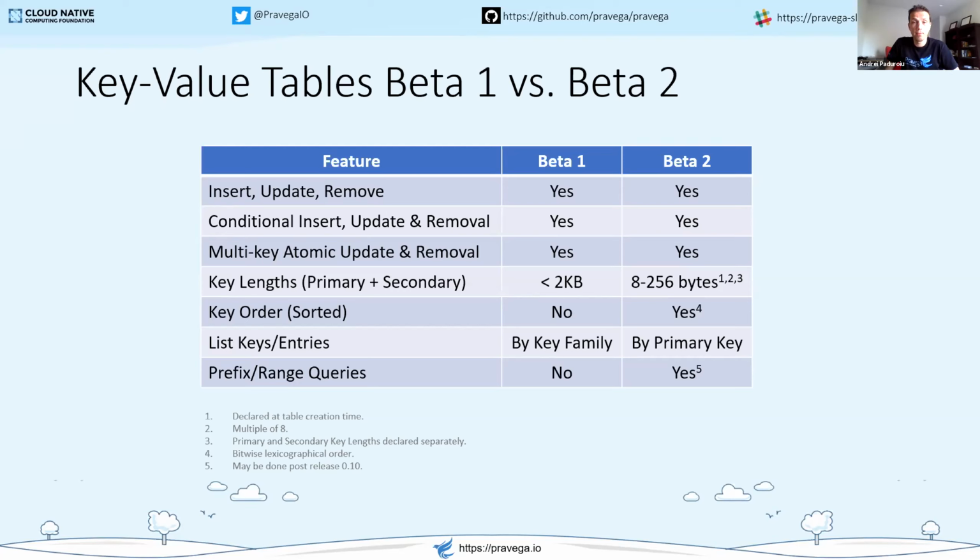But the next one, which is the last entry, the prefix range queries and global iterators, yes, we can support them. However, if you look at footnote number 5, it's not within our scope of release 0.10. It is on our roadmap. We are going to try to do it in 0.10, but it may actually be done in a subsequent release. So yes, it is on our roadmap, to answer your question.